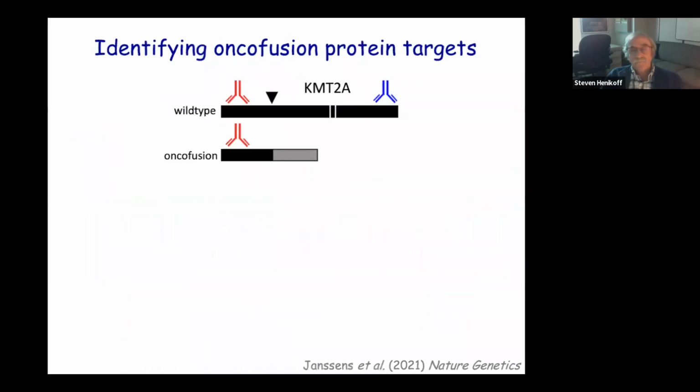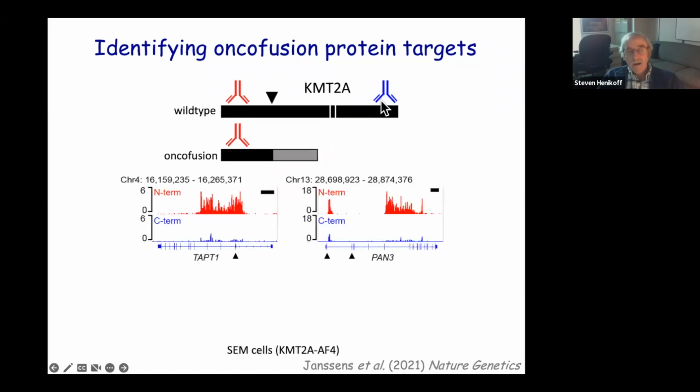To get at this, Derek used 2 different antibodies to identify oncofusion protein targets. One to the N terminus that picks up both the wild type and the oncofusion protein, and the other to the C terminus that only gets the wild type. And here in a well-studied cell line, looking at 2 known targets for the KMT2A fusion protein, what we see is that when they're normalized the same, we see a much stronger signal at the N terminus. We're picking up the oncofusion protein as well as the endogenous over the C terminus in both cases.